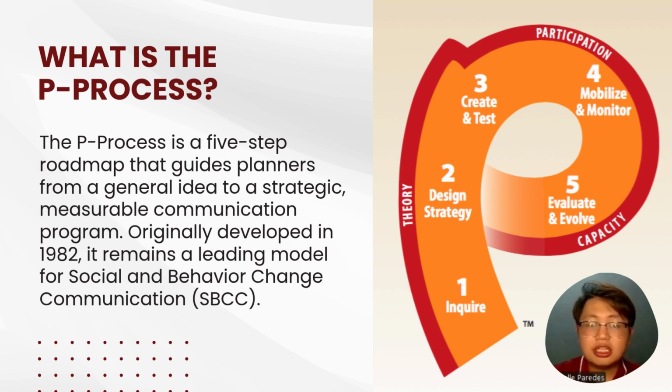The P process is a five-step communication planning framework developed in 1982 by Johns Hopkins University. And even though it's over 40 years old, it's still widely used because of its adaptability and effectiveness. It was created for social and behavior change communication, or SBCC, which is about using communication to change attitudes and actions that affect people's health and well-being. So what makes the P process special? It helps planners move from just having an idea to actually making an impact.